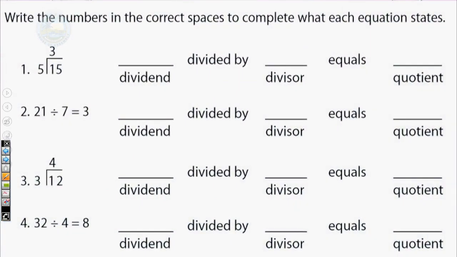Let me see from what explanation if you can figure out what these parts represent. Write the numbers in the correct spaces to complete what each equation states. Again, write the numbers in the correct spaces to complete what each equation states. Let's look at the first equation. 15 divided by 5 equals 3.